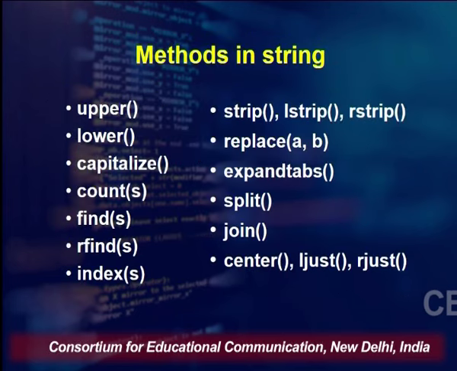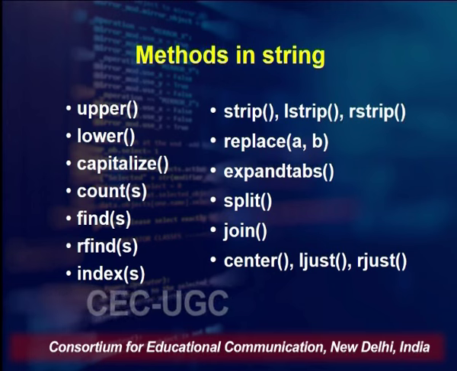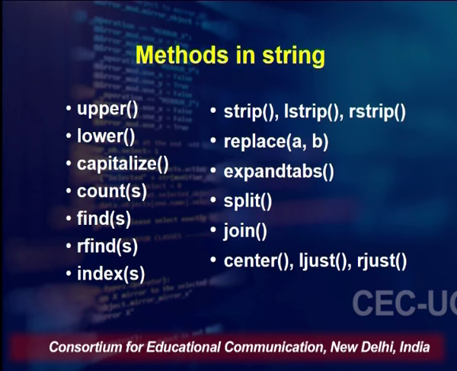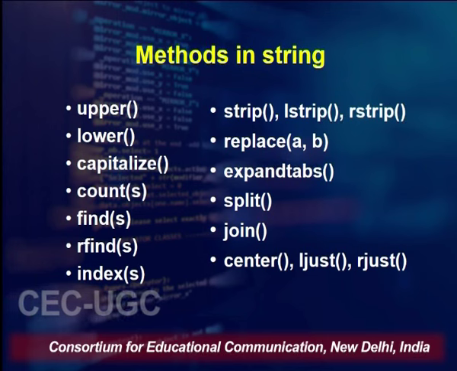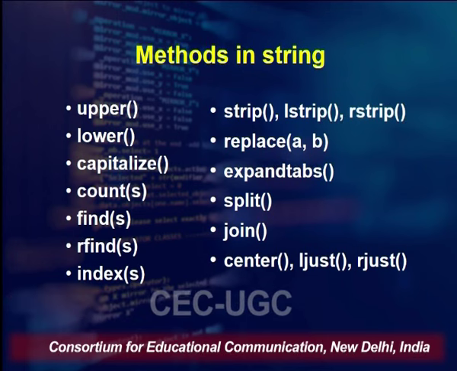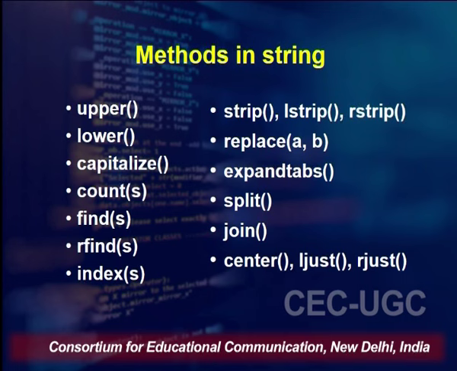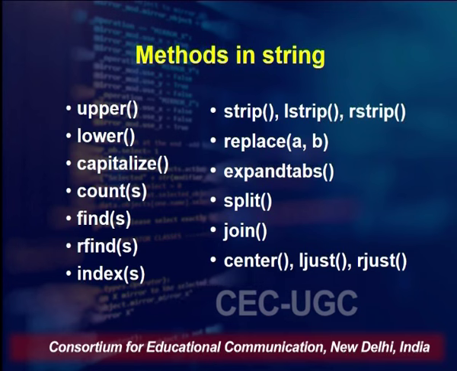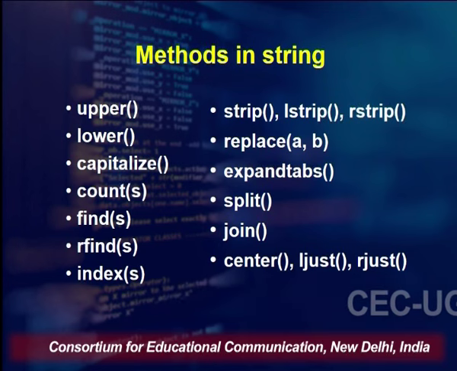Because we said that Python has a rich set of library functions, we have some methods which can be used for strings also. Earlier we had seen some operators, now we are looking at methods. Of course, we have the upper and lower methods to convert to uppercase or lowercase. Then we have the capitalize method to capitalize the first character. Then we have count to find out the number of occurrences of a character in the string.